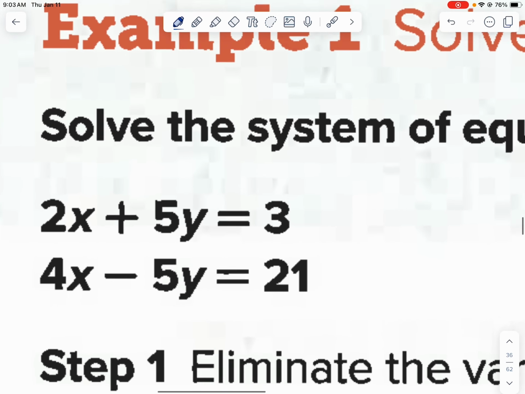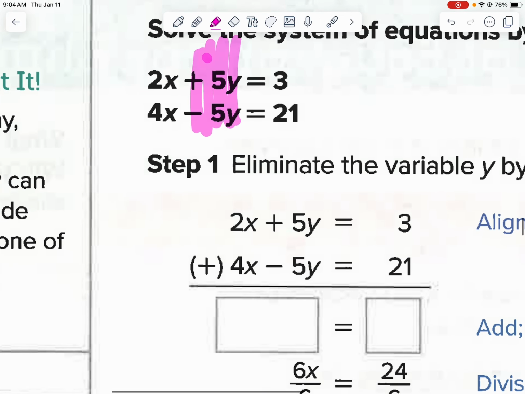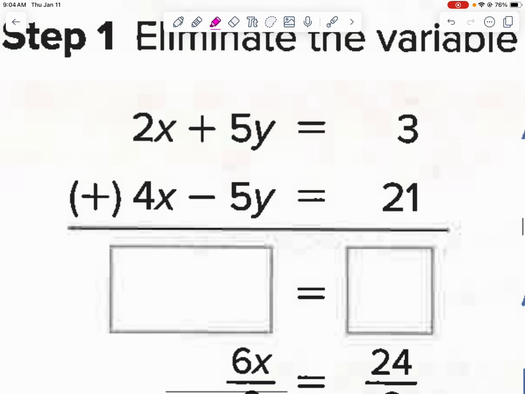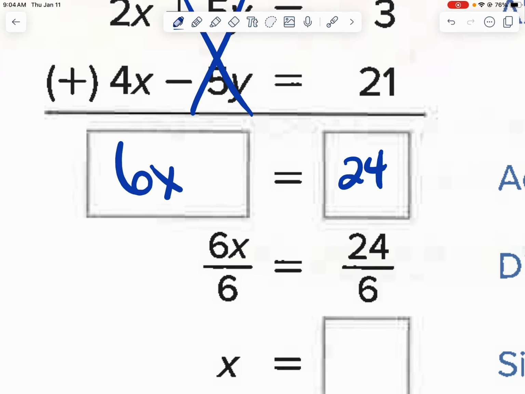So if I look at these two equations, do you notice how these two right here are opposites of each other? If I add the two equations together, those y's are going to disappear. So I'm going to add these two together. 2 plus 4 would get me 6x. This goes away. It goes to 0. And this would get me 24. Divide both sides by 6, and I would get x is equal to 4.